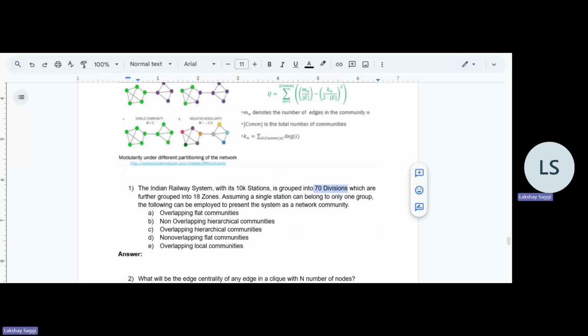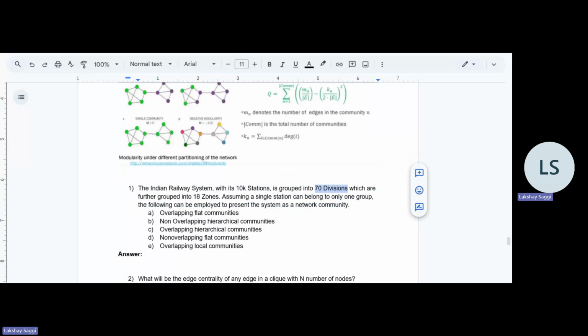You can form some subsets which will be disjoint. Since every station can belong to only one group, you have non-overlapping subsets. There will be 70 subsets, all of them non-overlapping, and each subset will correspond to one division.